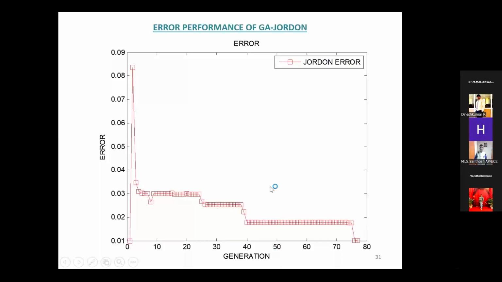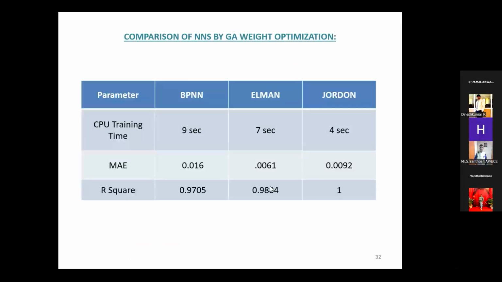now we'll go for giving the input values and target values as the INS and GPS values of your measured trajectory. After the configuration, once you are sure that your GA is working properly and you give your GPS and INS values, the final output of the comparison of neural networks by GA weight optimization will be like this.